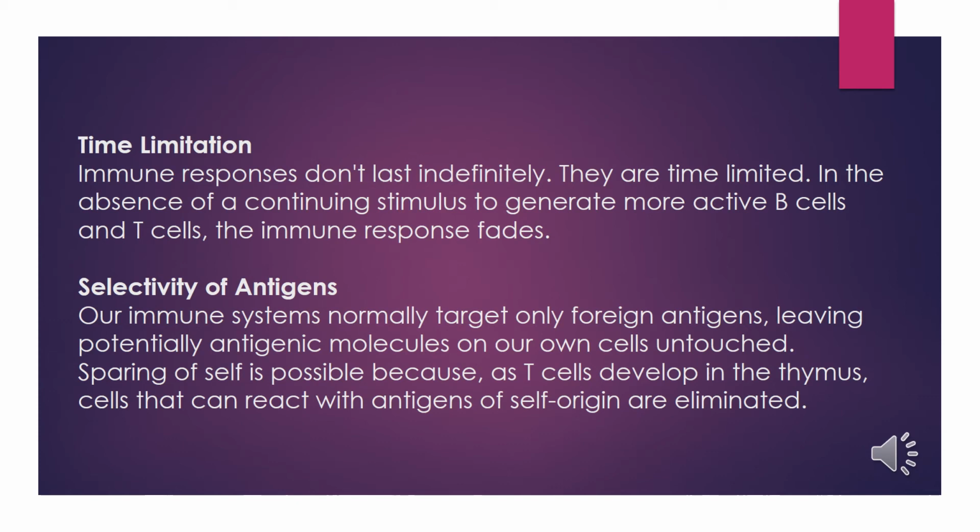Selectivity of antigens. Our immune systems normally target only foreign antigens, leaving potentially antigenic molecules on our own cells untouched. Sparing of itself is possible because as T cells develop in the thymus, cells that can react with antigens of self-origin are eliminated.